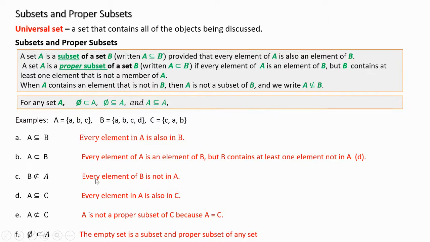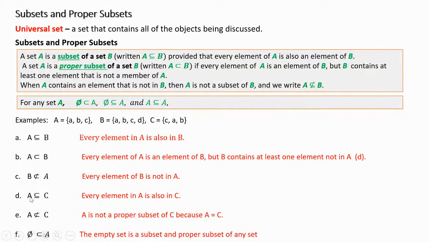Then B is not a proper subset of A. Every element here in B is not in A, because A doesn't have the D. That's how you read this.